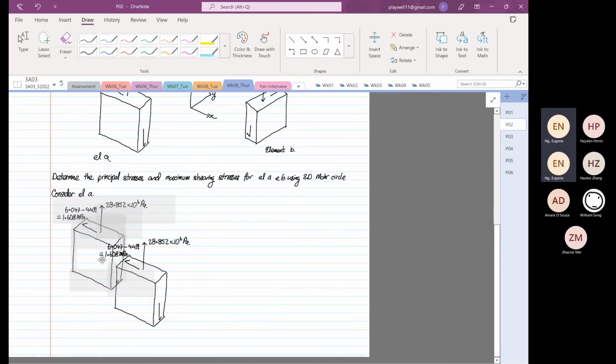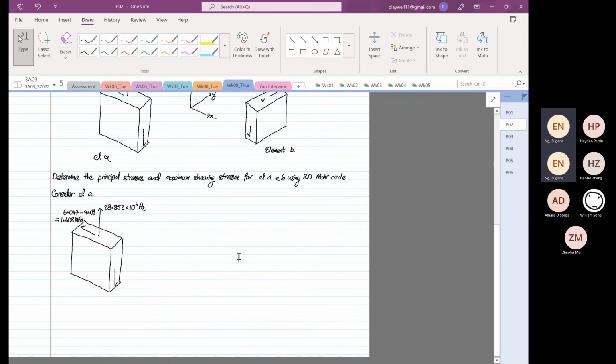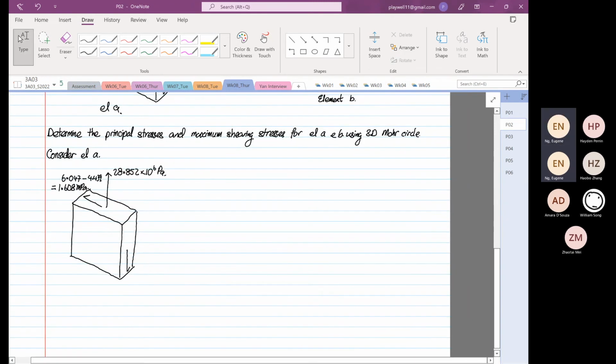Okay, so this is our element A. If we have to draw a transformation first, this is X, this is Y, and this is Z. I'm going to call this surface over here our point X, this surface over here our point Y, and this surface over here our point Z on Mohr circle.